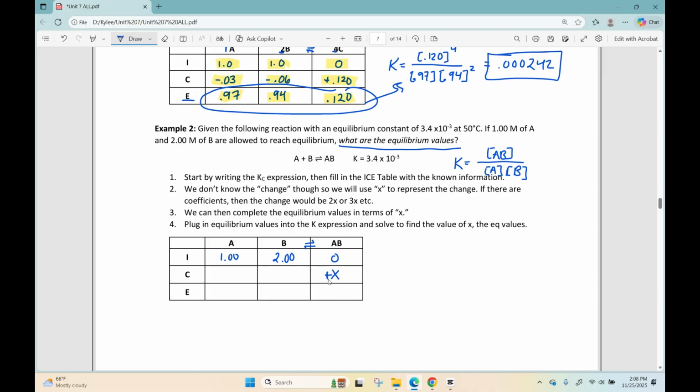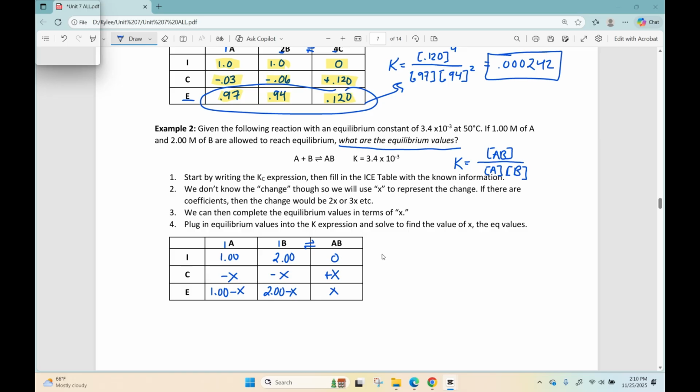So this is going to increase by some value x. This is going to decrease by some value x. Same thing with A. This is going to decrease by x. None of these have coefficients in them, which means it's a 1-to-1 mole ratio. So they're going to decrease by the same amount. In our previous example, I had adjusted the change amount based on the coefficients, but in this one, since the coefficients are 1, they're going to go down by the same amount, which is minus x.